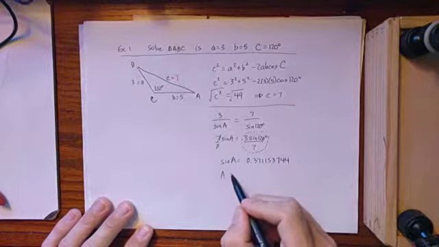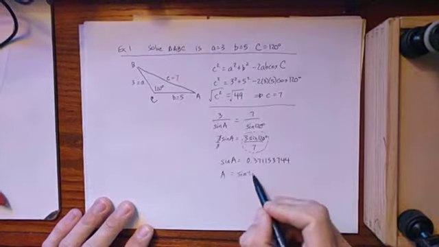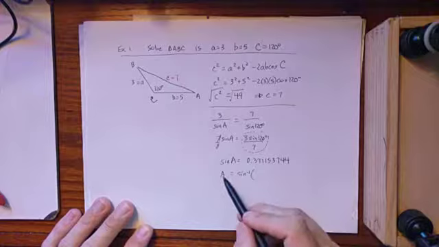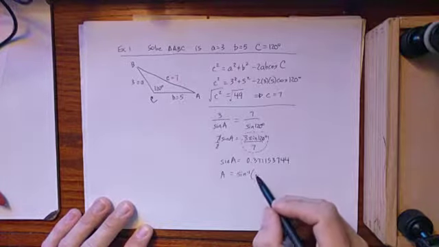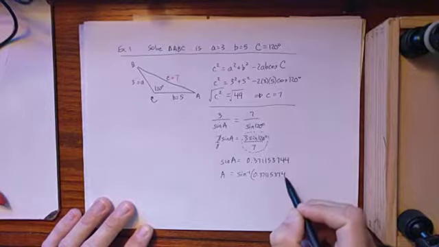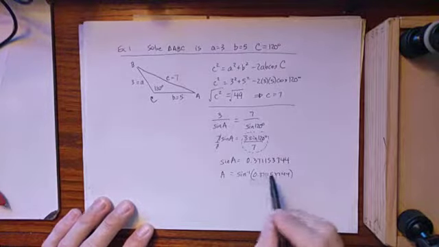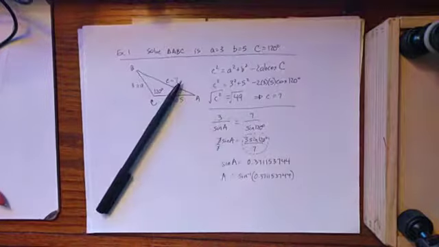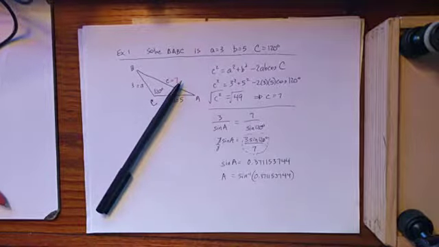So A, the value of A, is the inverse sine. And again, I'm trying to find angle A here, right? This is a capital A, not a lowercase. The inverse sine of all this. Now, no need to type all these numbers out again in your calculator. Since you have this on your calculator, just hit second sine, right? So I'm going to do that.